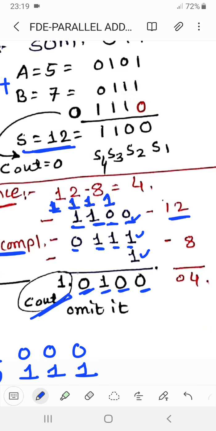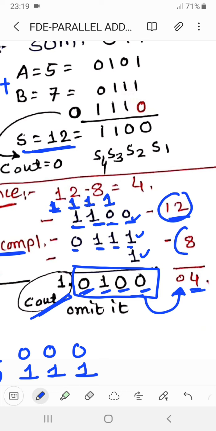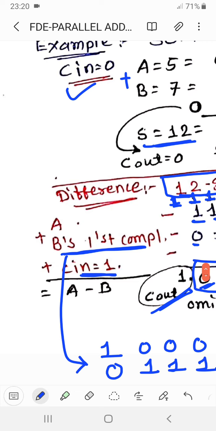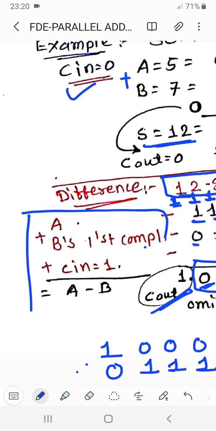So check the value of your binary number in the form of a decimal number. That is 0 1 0 0. So 0 1 0 0 is automatically 4, and 12 minus 8 is also 4. So we have done the same exercise of subtraction of 12 minus 8, the answer is 4, by this 2's complement method. I again repeat this last stage here. This is the fundamental of the 2's complement method for addition and subtraction in a parallel adder subtractor circuit.